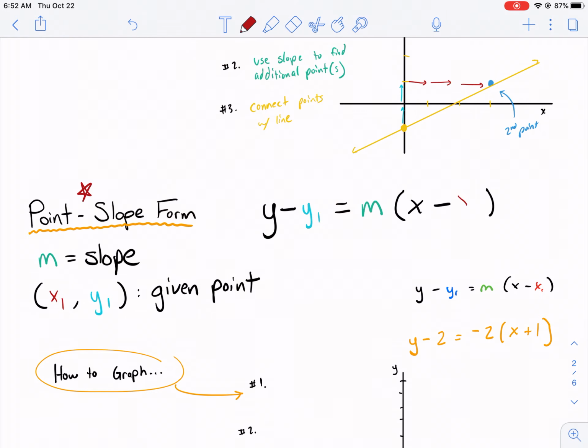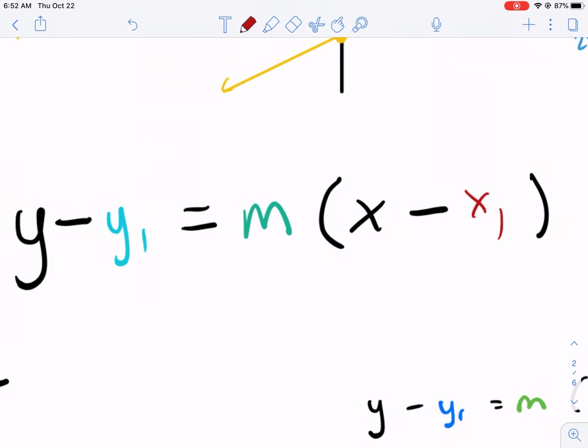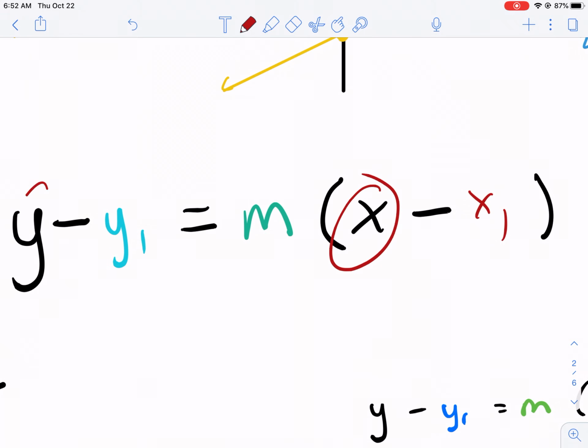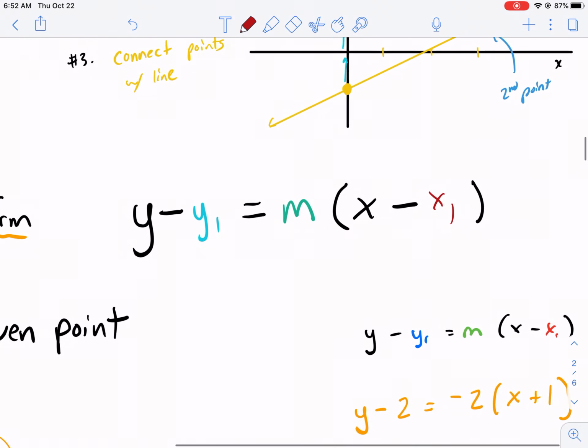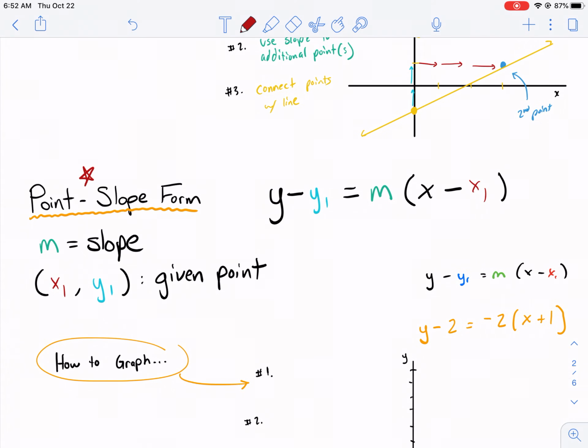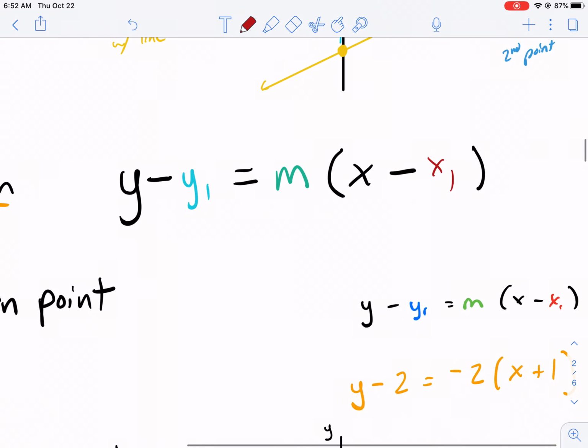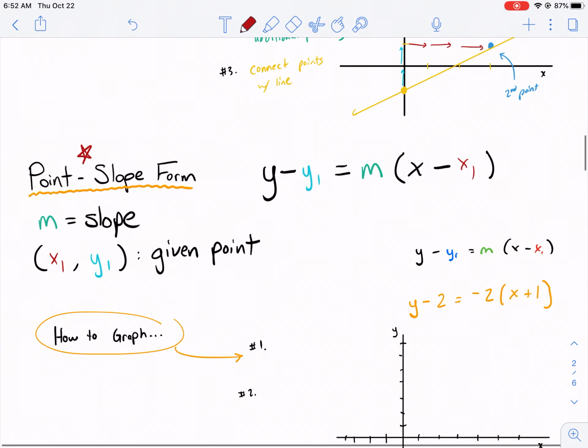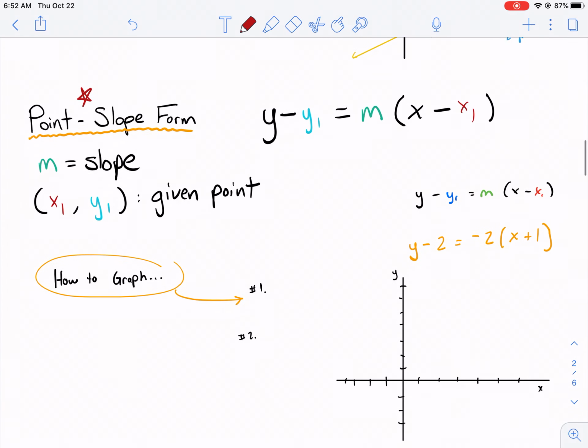That's why we label it with the 1. Because your x and y are still your inputs. We still have the x, we still have the y by itself that needs to remain untouched because those are our inputs. Those are the things that change, that give us an infinite number of solutions. So don't touch the x and the y. The only things that we mess around with are the x1 and the y1. Okay. How do we graph this?